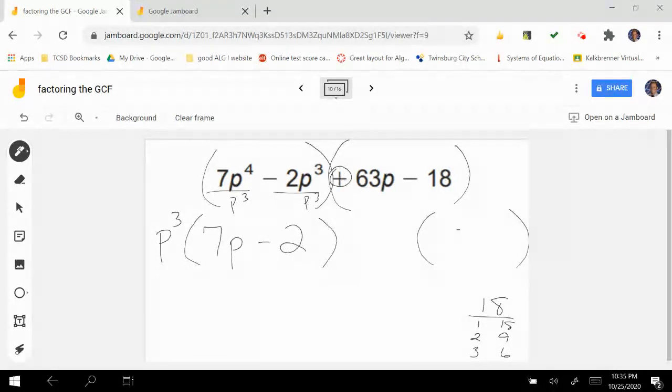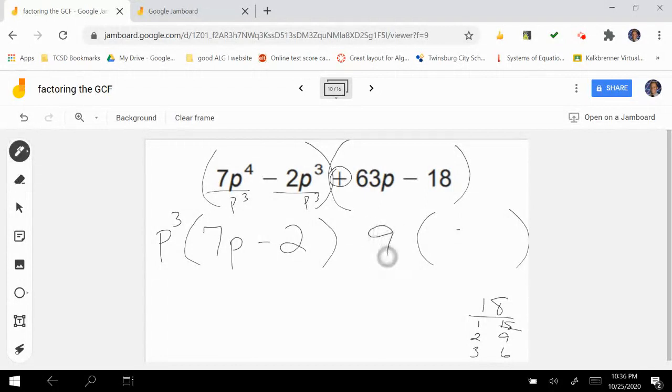So it has 6 sets of friends, or 6 total friends, 3 sets. Does 18 go into 63 evenly? No. So that's out of the picture, 18. Does 63 divided by 9 work? Yep. So that's your greatest common factor, all right? Between 63 and 18 is 9. So I'm going to factor out a 9.